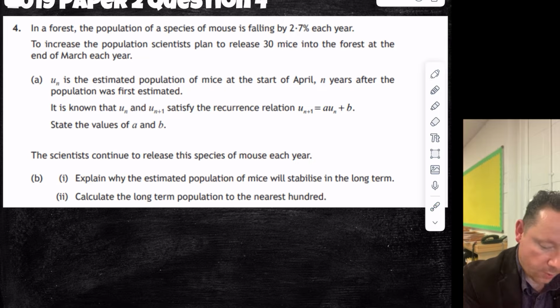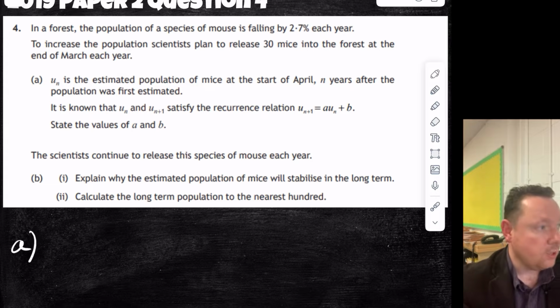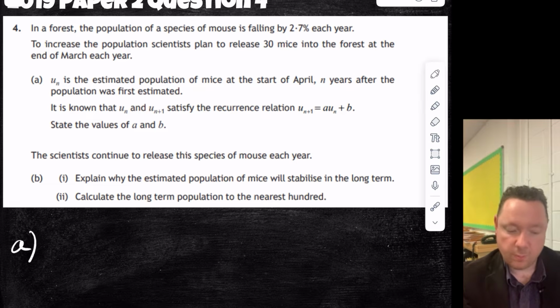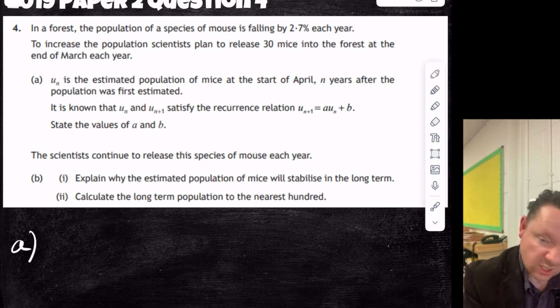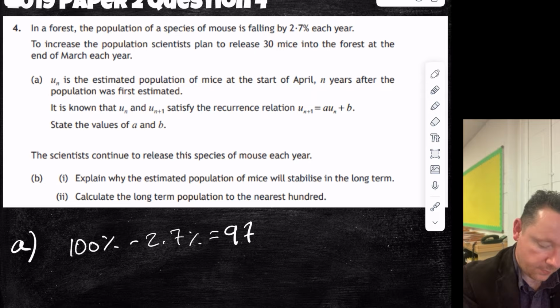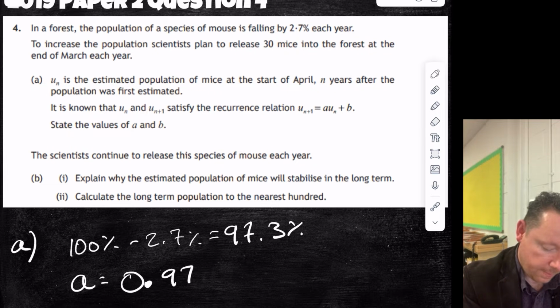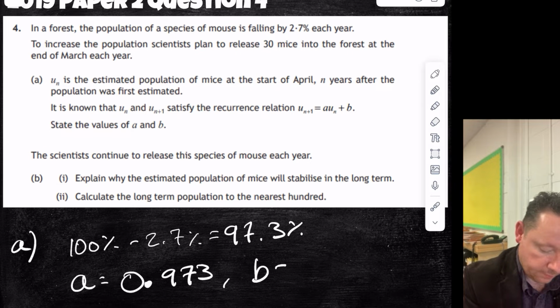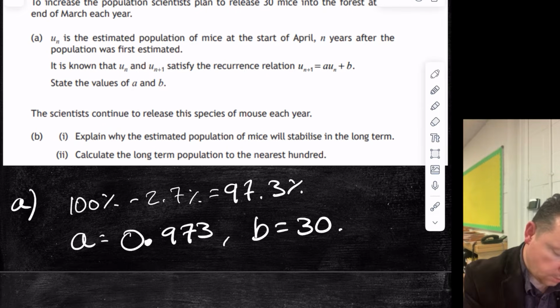So for part A, it's really about pulling out the information from the question. So let's have a look at this. We have got it's falling by 2.7%. So A is going to be the percent times U_n, but what's left over? So it's 100% minus 2.7%. That gives me 97.3%. So A is equal to 0.973. And then B, we plan to release 30 mice into the forest at the end of each year, so B is 30. And we're done there.